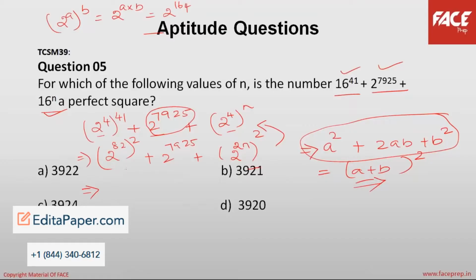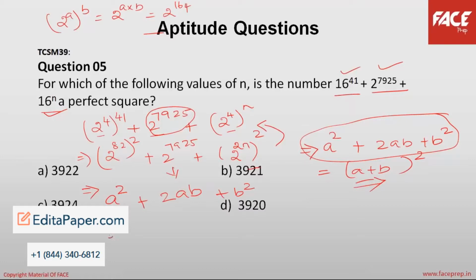So try to convert it into the form of a square plus 2ab plus b square. Good. So this is nothing but a square. I clearly understand it. This is nothing but b square. I completely understand this. So what is this then? This has got to be 2ab. So what is the value of a? Yes, a to the power square.